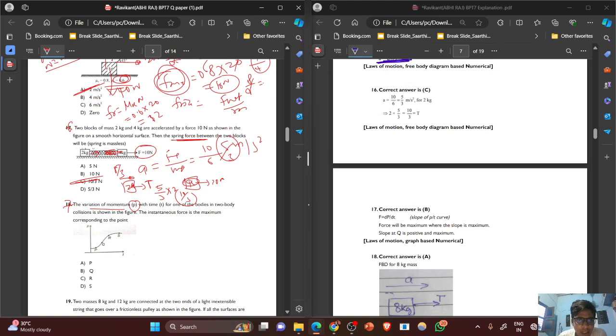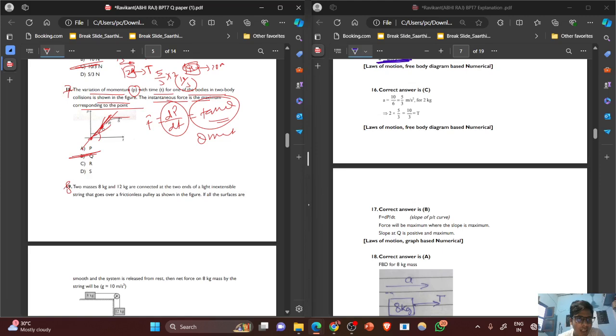The variation of momentum with time for a one body, two body collision is given. The instantaneous force is maximum corresponding to it. It is asking about when the force is maximum. So you know force is equal to dp by dt. When the slope is maximum, force is maximum. Slope is given by tan theta. When theta is maximum, force will be maximum. So as you can see here, theta is only maximum at point Q. At Q point, theta will be the most. So option B will be your correct answer.